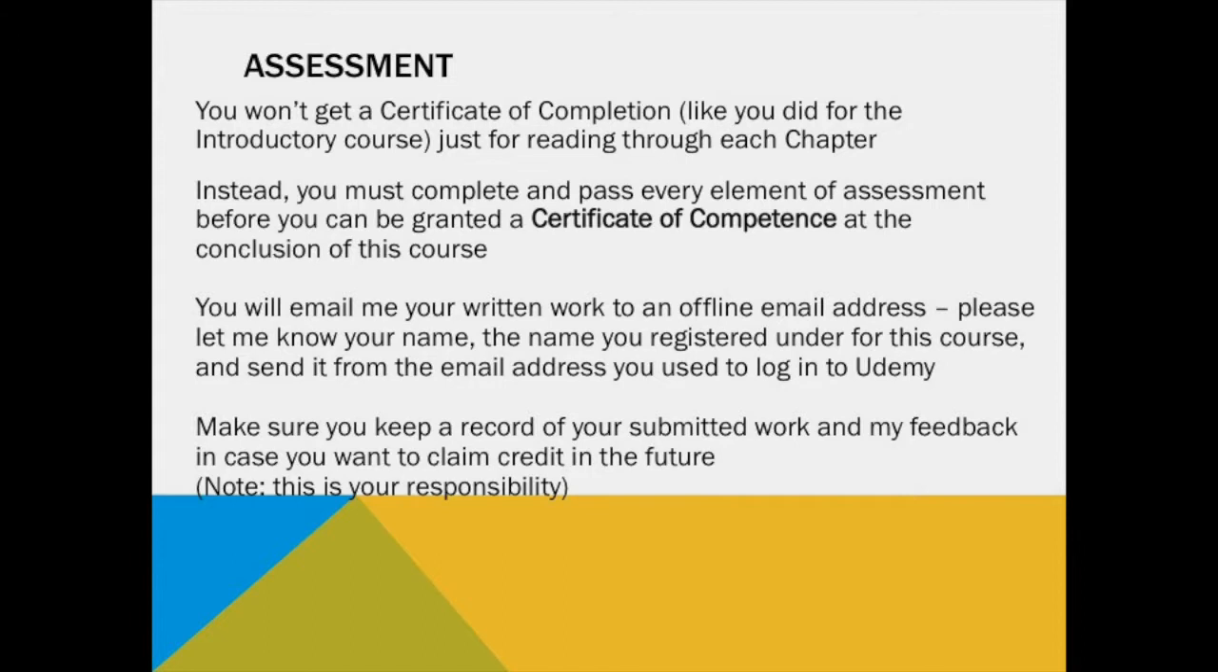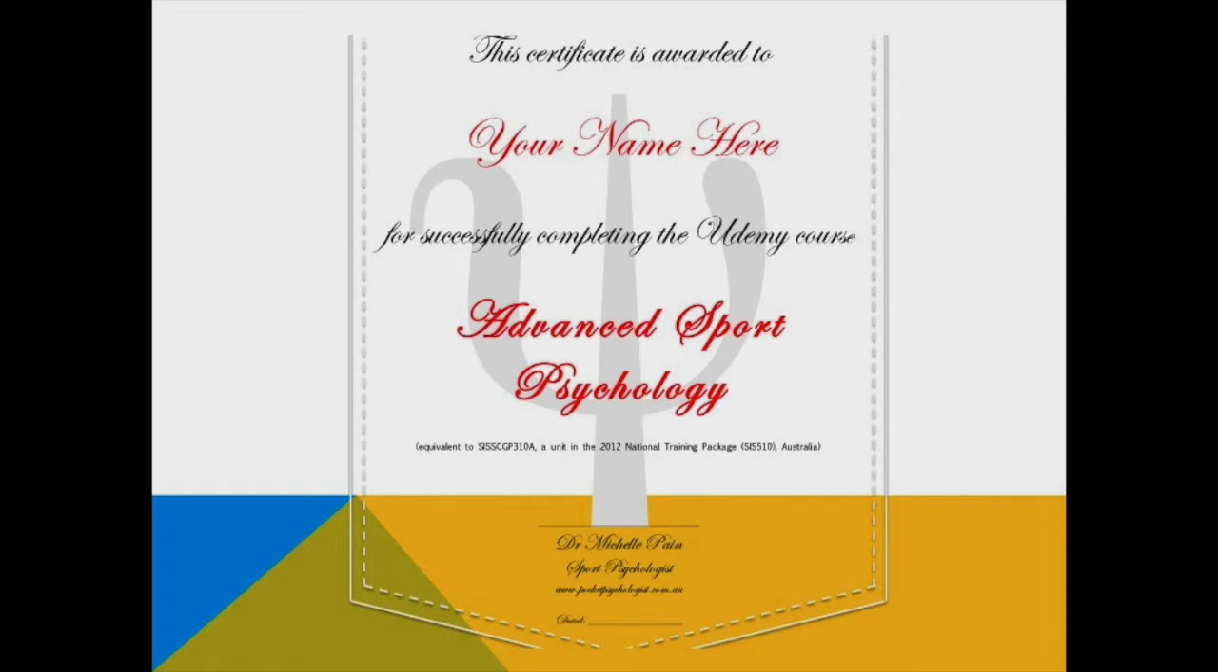You will email me your written work to an offline email address. Please let me know your name, the name you registered under for this course, because that's sometimes different, and send it from the email address you used to log into Udemy. Make sure you keep a record of your submitted work and my feedback in case you want to claim credit in the future. Note, this is your responsibility to do this. Here's what the certificate will look like.